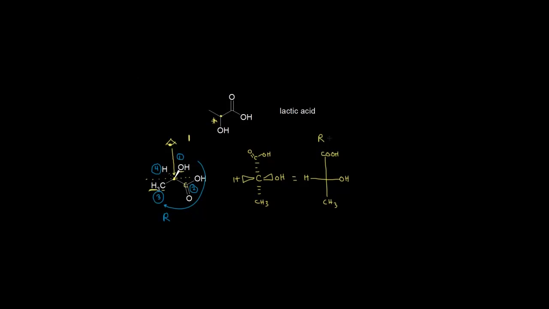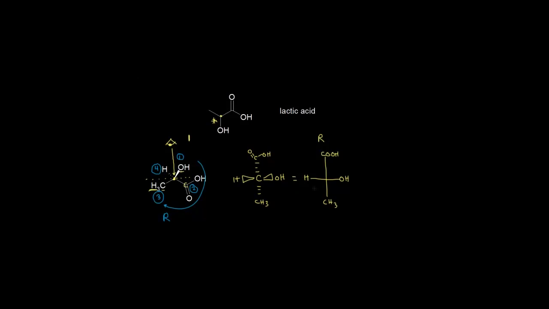And Fischer projections were invented by Emil Fischer, who won the Nobel Prize in chemistry for one of the things was for his research on carbohydrates, and he drew Fischer projections to help him draw carbohydrates, and so that's where you'll see Fischer projections used most often, even though some chemists don't really like them very much.